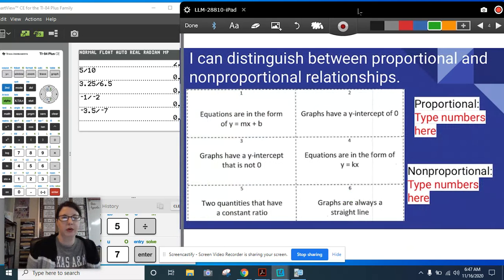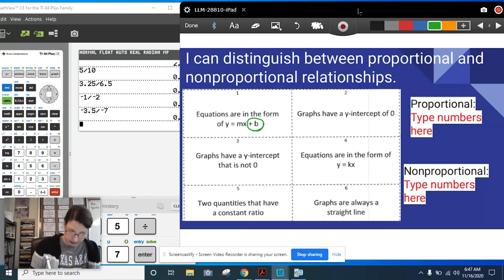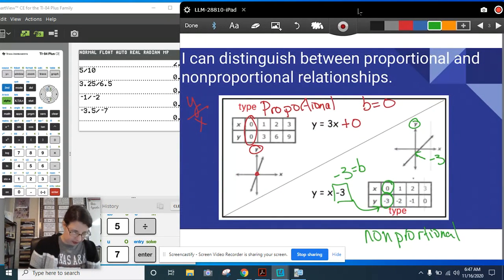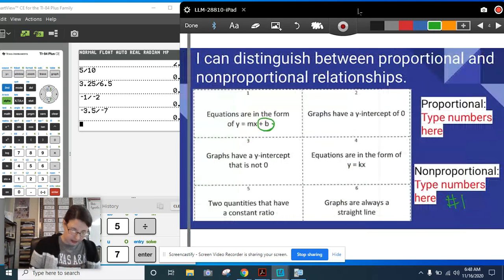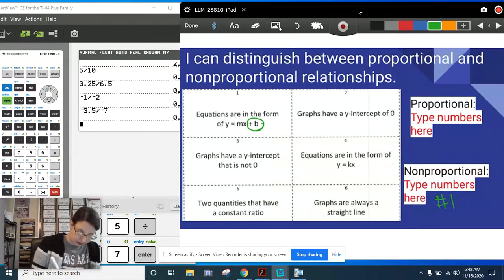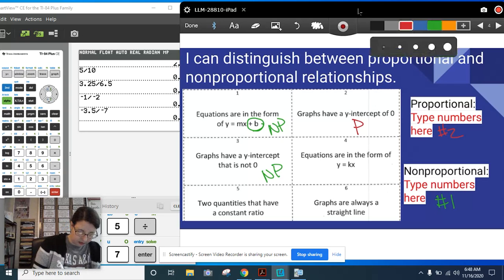So equations are in the form of y equals mx plus b. Number 1, because it has a b, that means it would be non-proportional. So I'm going to put number 1 here. Graphs have a y-intercept of 0. Well, when the y-intercept is 0, it is proportional. So this one is proportional. Number 2, we're going to say non-proportional. Graphs have a y-intercept that's not 0. Well, that's going to be non-proportional because it means it goes somewhere other than the origin.